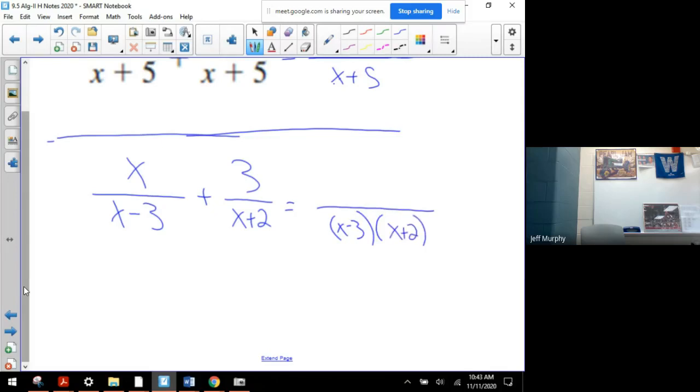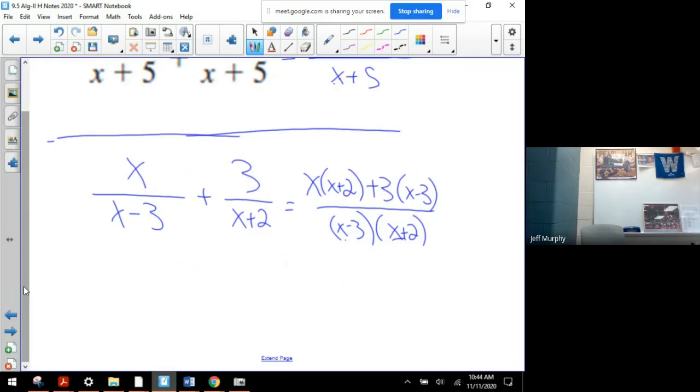This fraction on the left has an x minus 3. It needs the x plus 2. This fraction on the right has the x plus 2. It needs the x minus 3. All that's left then is to multiply out your numerator and combine like terms.